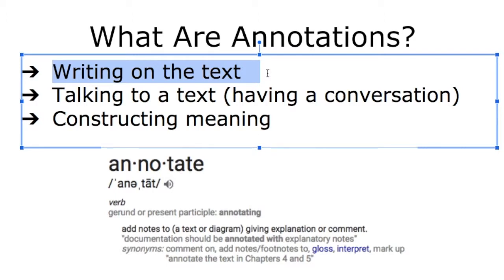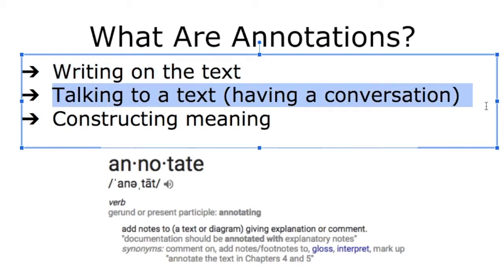Number 1 is thinking about it as literally writing on the text, like you're putting pen to paper, putting notes literally on a text. Part 2 is talking to a text or having a conversation. When you annotate a text, it moves from a one-way conversation, from you just reading and absorbing what the author is saying, to talking back to the text. You're giving your feedback, your comments, your questions. You're stating what you're confused about, which leads to number 3.